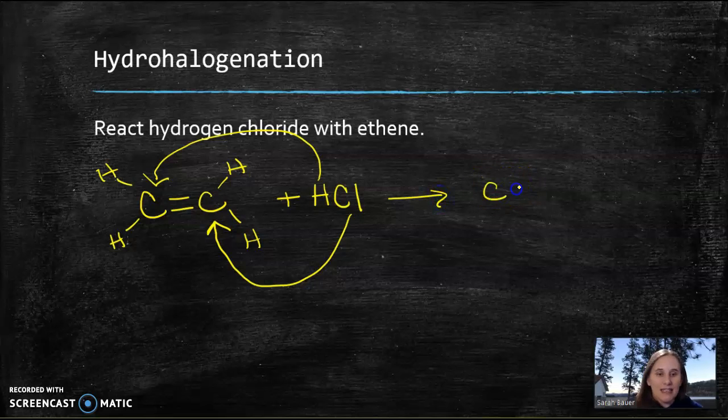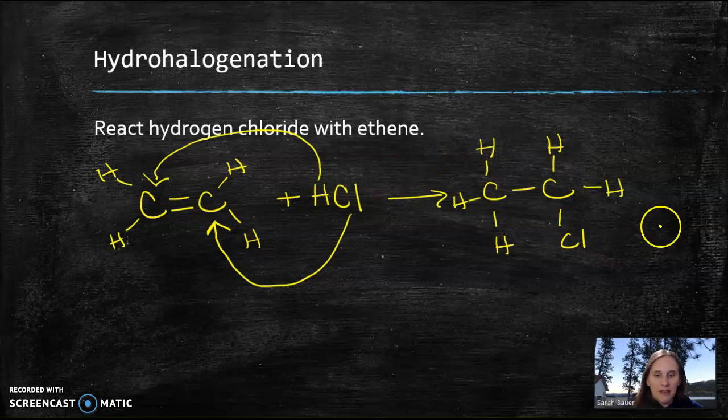So in that case, I end up with a saturated alkyl halide. It doesn't matter where I put them, because now we have free rotation around the single bond. So, and they're all equivalent. So now I would have chloroethane instead of the original ethene.